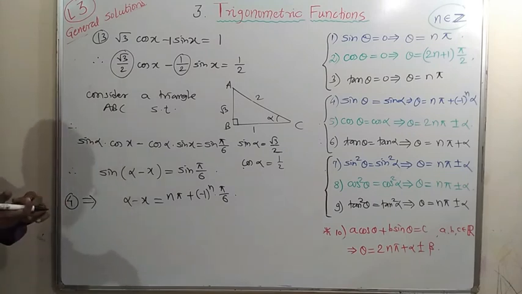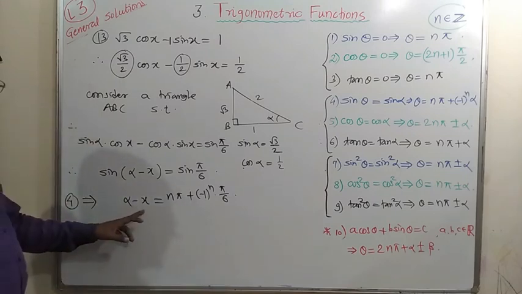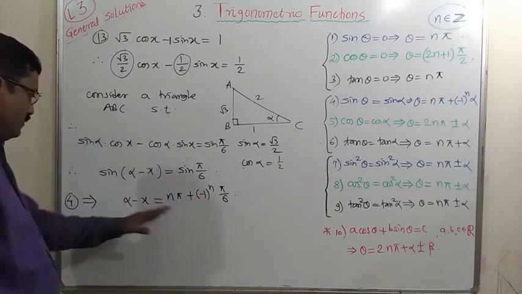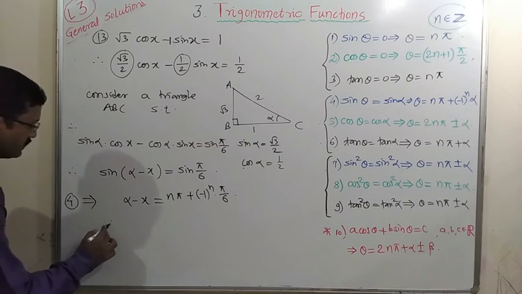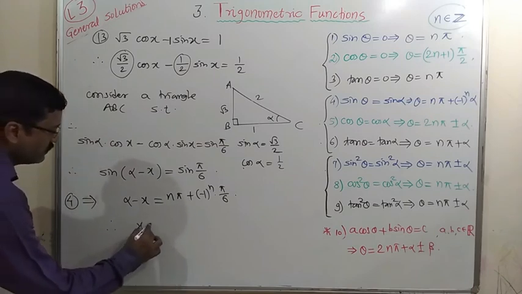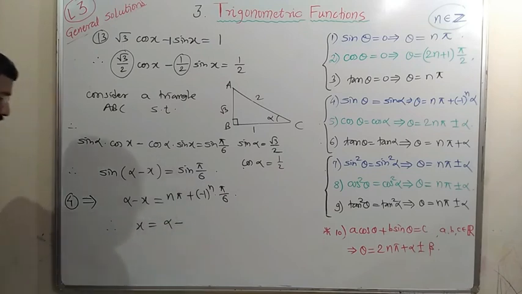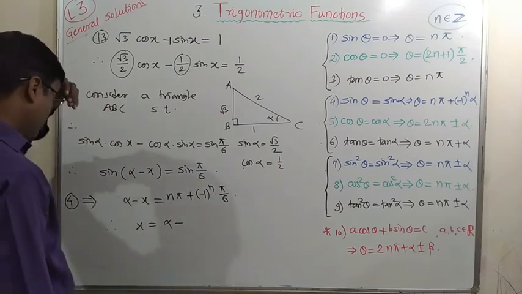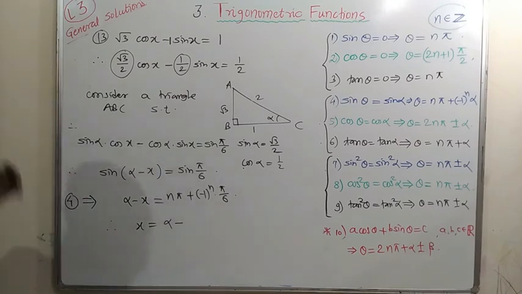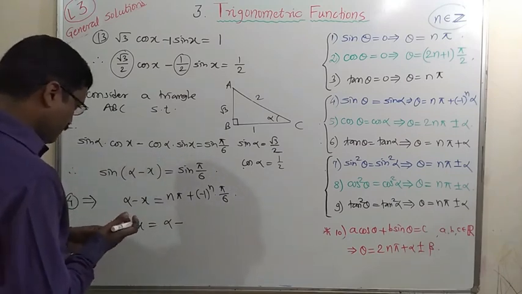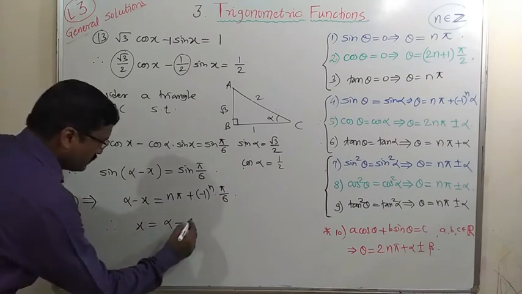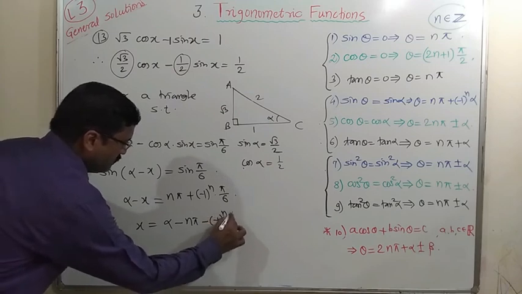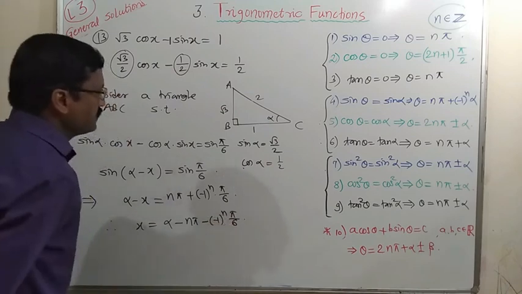But what do we want? We want the value of x, which is negative here. So take it to the right, take all this to the left, so that we get x equal to alpha minus n pi minus minus 1 raised to n into pi by 6.